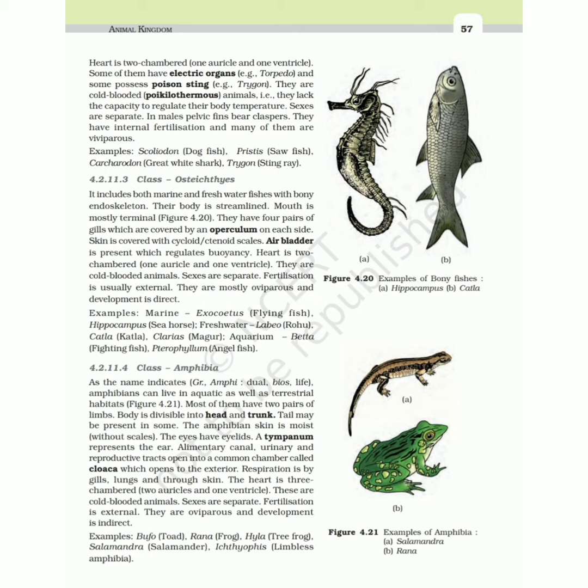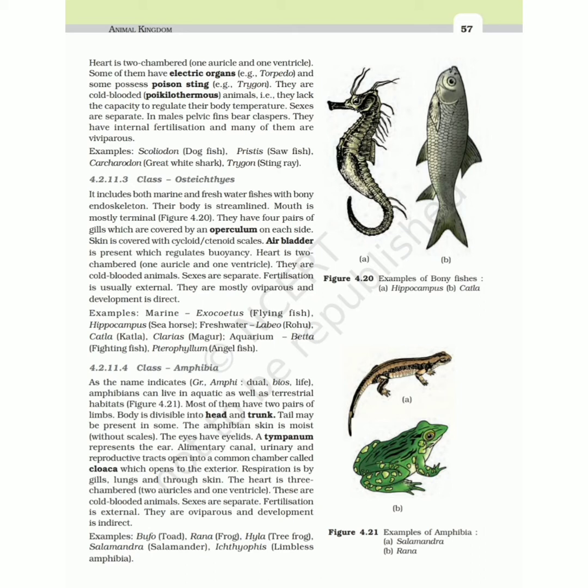4.2.11.4 Class Amphibia. As the name indicates, Greek amphi, dual, bios, life, amphibians can live in aquatic as well as terrestrial habitats. Figure 4.21. Most of them have two pairs of limbs. Body is divisible into head and trunk. Tail may be present in some. The amphibian skin is moist without scales. The eyes have eyelids. A tympanum represents the ear.